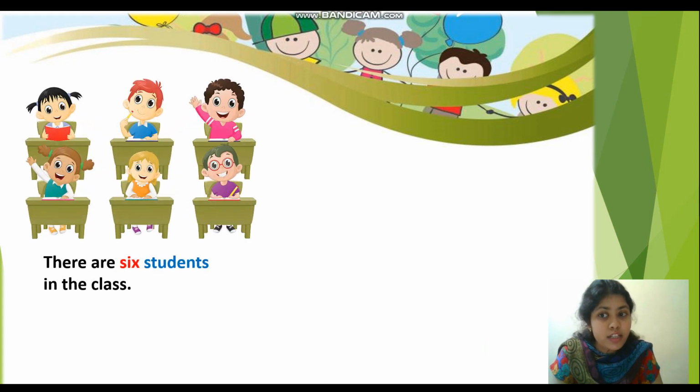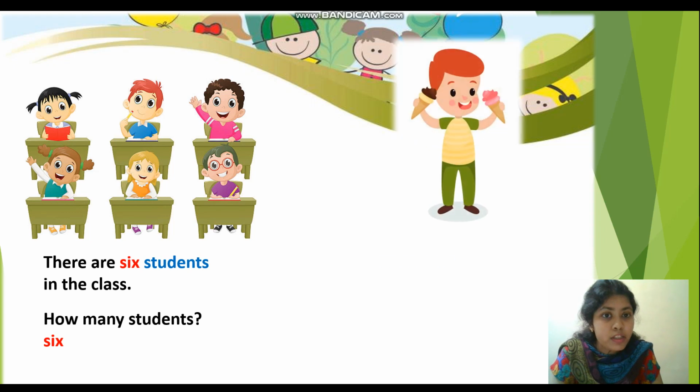Children, as you can see the first example, there are 6 students in the class. Again, here the word in blue is a noun and the word in red, 6, is telling about the number of students. And when we are asking the question how many students, we are getting the answer 6. That means 6 is an adjective of number.